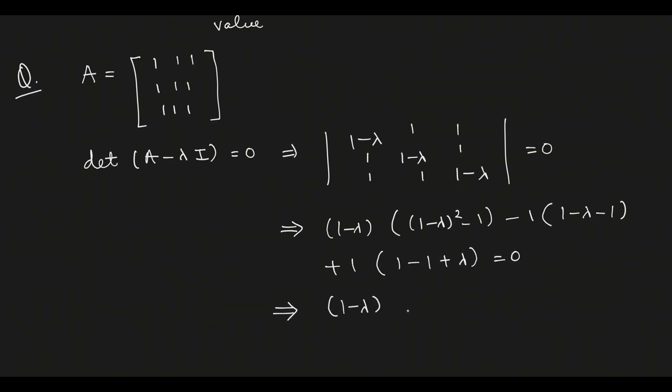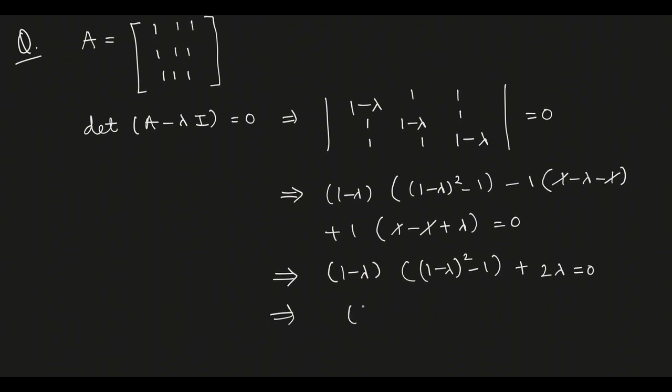(1 minus lambda)((1 minus lambda) square minus 1). This 1 will get cancelled out, this will get cancelled out. This will be plus lambda. Plus lambda means 2 lambda. So (1 minus lambda) cube minus 1 plus lambda plus 2 lambda equal to 0.